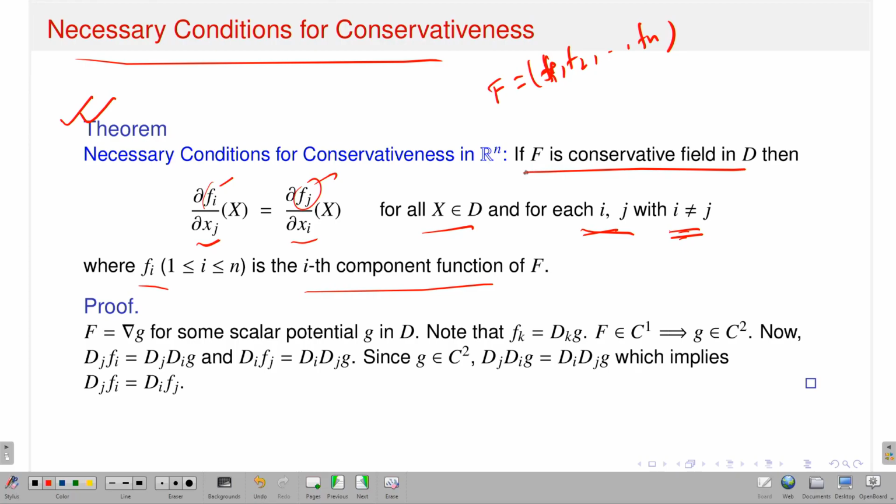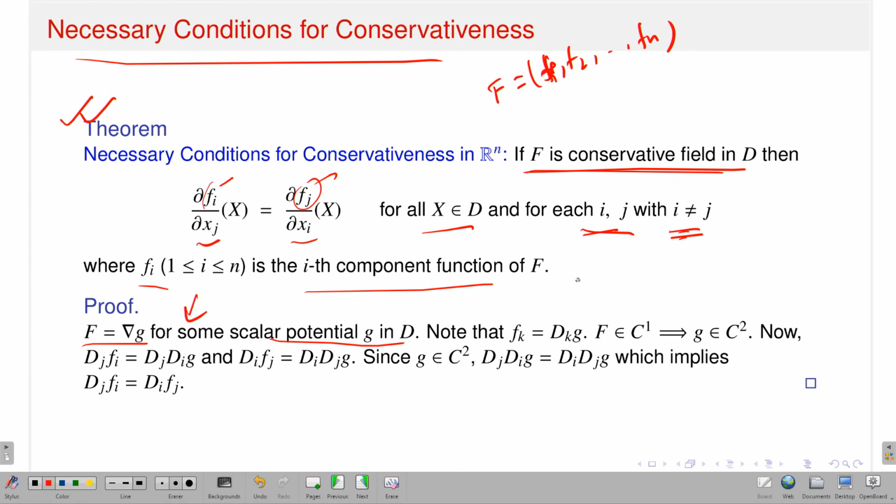Okay. So, what is given? F is a conservative vector field. Now, I already discussed that a conservative vector field is, if and only if, a gradient vector field. So that is exactly what I have written: F is equal to grad of g for some scalar potential g in D, because a conservative vector field implies it is a gradient vector field. So, this is the first observation.